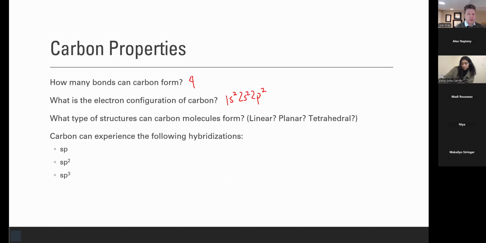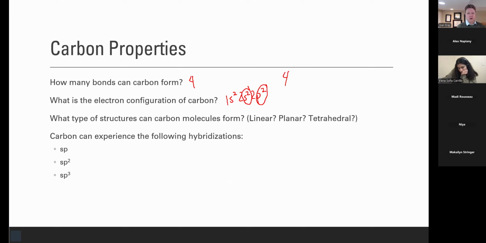and I did, and I stand by that. If you add up the outermost or the last written S and P subshells, and then add those exponents, it's going to be four. Four valence electrons, four bonds.